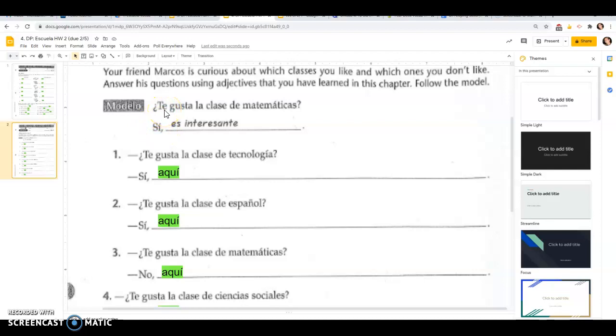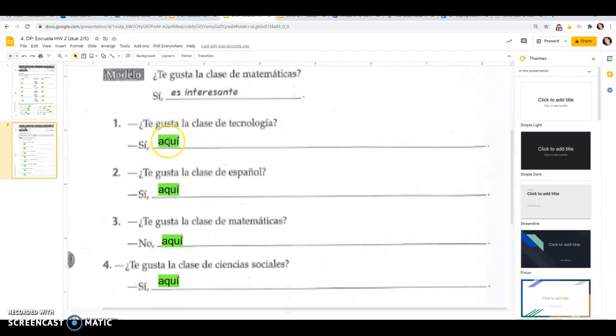Well, first, let's figure out what it's asking. ¿Te gusta la clase de matemáticas? Do you like math class? Whether or not you like it or not, you have to follow whatever they say here. So this person started it with sí, so we have to say something positive about it because you're saying that you do like it. So this person said, yes, it is interesting. Es interesante. So that's what you're going to do. You're going to come up with some kind of a statement afterwards.